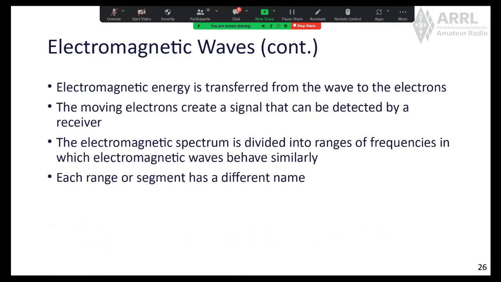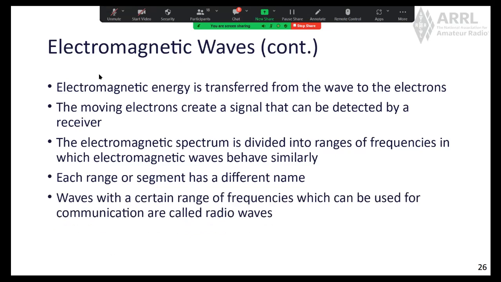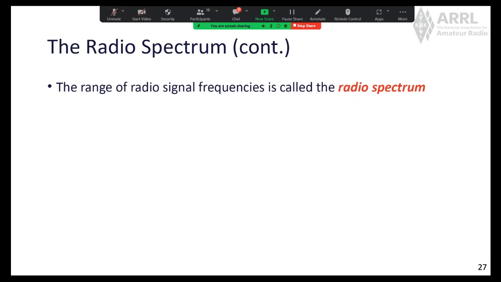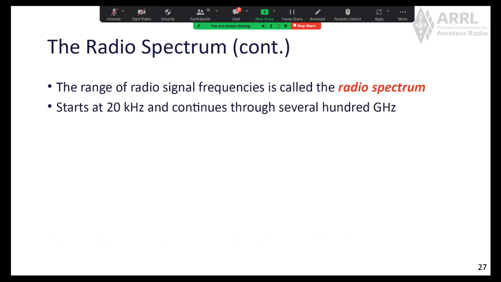The electromagnetic spectrum is divided into ranges of frequencies in which electromagnetic waves behave similarly. Each range or segment has a different name. Waves of a certain range of frequencies, which can be used for communication, are called radio waves. The range of signal frequencies is called the radio spectrum. It starts at 20 kilohertz and continues through several hundred gigahertz.